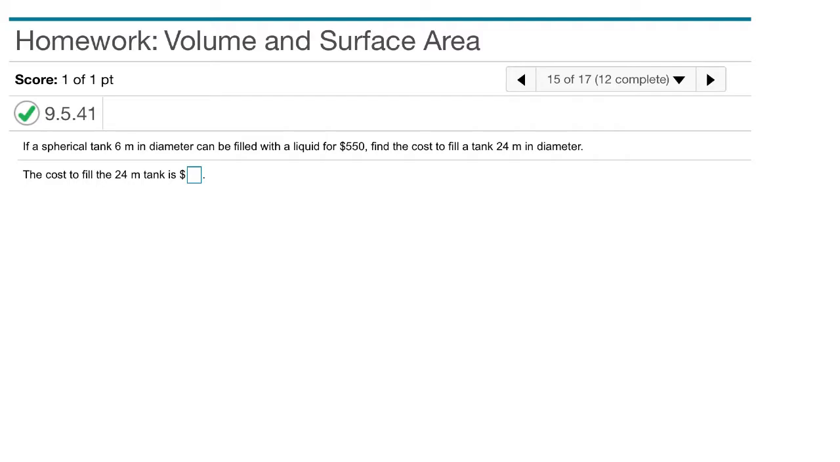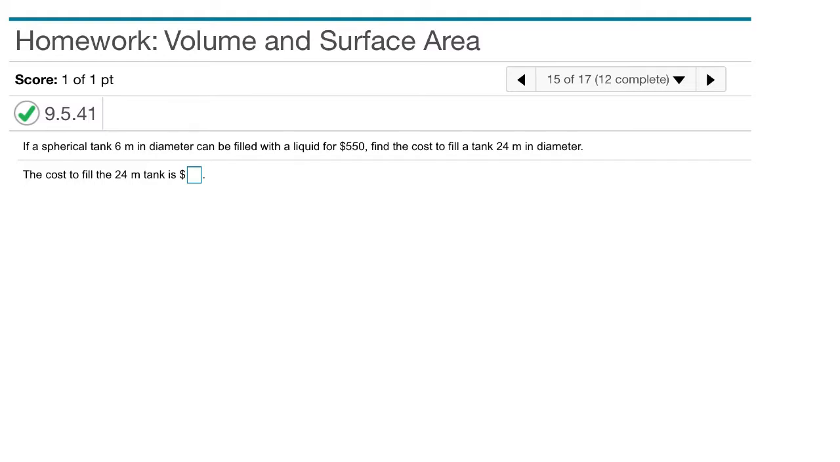So what we're asked to do in this particular problem is, given a spherical tank that has a 6-meter diameter, and we know that that tank can be filled with liquid for $550, we want to find the cost to fill a tank that has a 24-meter diameter. Now, for this particular problem, our solution will break down into kind of 3 steps. So the first step is going to be to find the volume of the first tank.